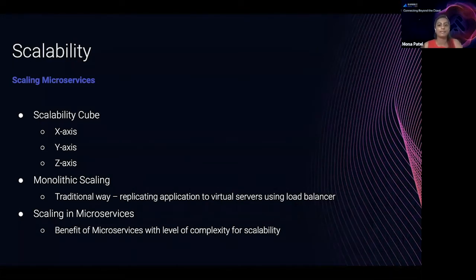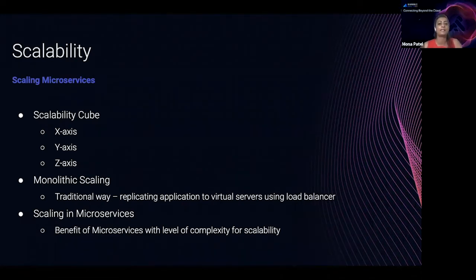What is the y-axis? Y-axis scaling is breaking the application into multiple components, modules, or services. So the general approach of microservices is a y-axis scaling. And what is the z-axis? The z-axis is an approach combining the x-axis and the y-axis, but here we provide a subset of the data rather than the application as a whole. So that's the z-axis scaling.